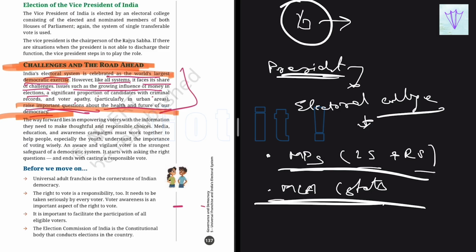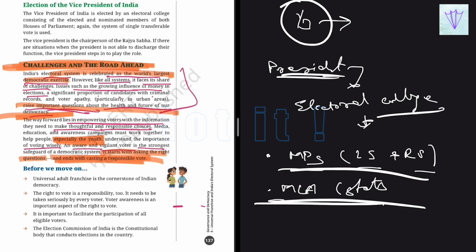And the way forward lies in empowering voters with the information they need to make thoughtful and responsible choices. Media, education, and awareness campaigns must work together to help people, especially the youth, because they are the future, understand the importance of voting wisely. And an aware and vigilant voter is a strong safeguard of the democratic system. So if you are not aware and not vigilant about the representatives you are choosing, then the democracy is not on the right path. So we have to be careful when we are choosing our leaders. It starts with asking the right questions, and ends with casting a responsible vote.